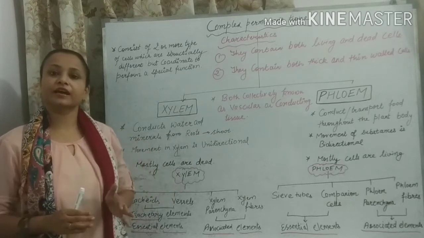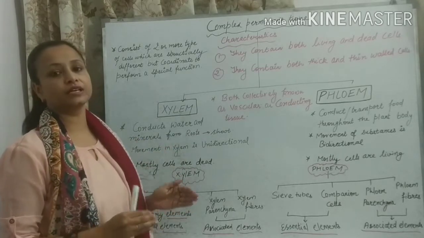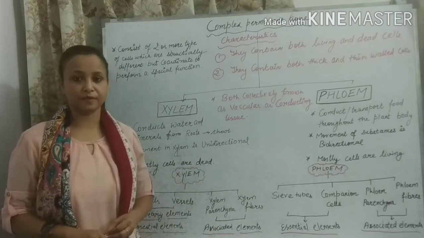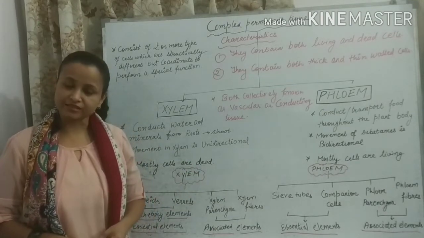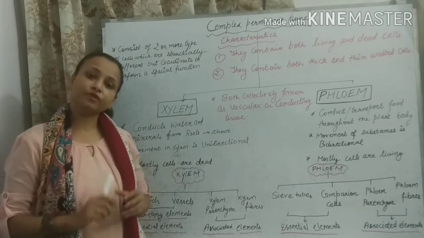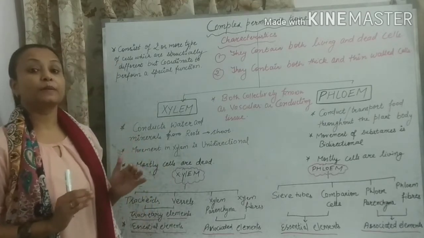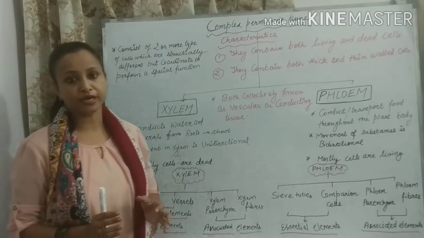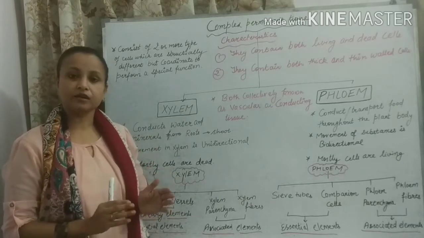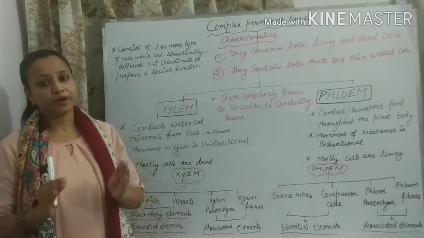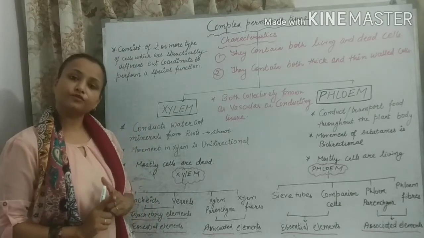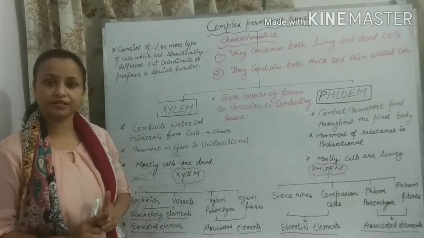So today we are again going to learn about a very important topic, that is complex permanent tissue. In our previous lecture we discussed simple permanent tissue. As we have learned, permanent tissues are of two different types on the basis of whether the cells are similar or different. The first one is simple permanent tissue, which we discussed in our previous lecture.